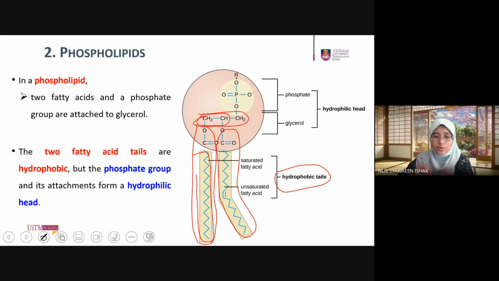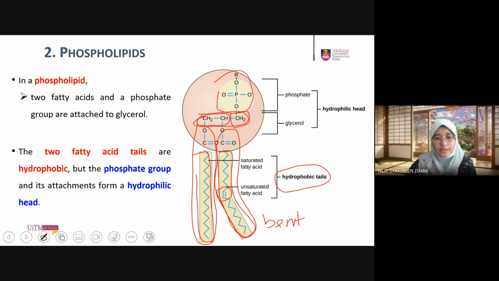There's no presence of double bond, so the molecule will be straight. But the other fatty acid molecule has a double bond between the carbons, so it causes the formation of a kink. It causes the fatty acid molecule to be bent. So both can be saturated, both can be unsaturated, or one can be saturated and one unsaturated, depending on the phospholipid molecule.